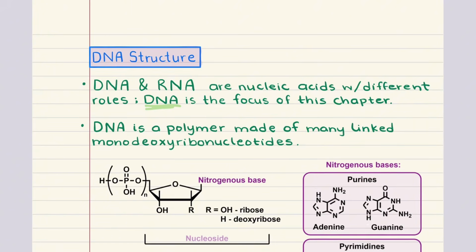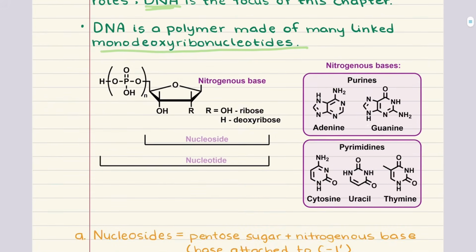DNA is a polymer. That means it's made of many repeating units strung together. These repeating units are called monodeoxyribonucleotides. That word might sound intimidating at first, but it just means that DNA is made of individual building blocks, and each of these contains 3 key parts: a sugar, a nitrogenous base, and 1 or more phosphate groups.